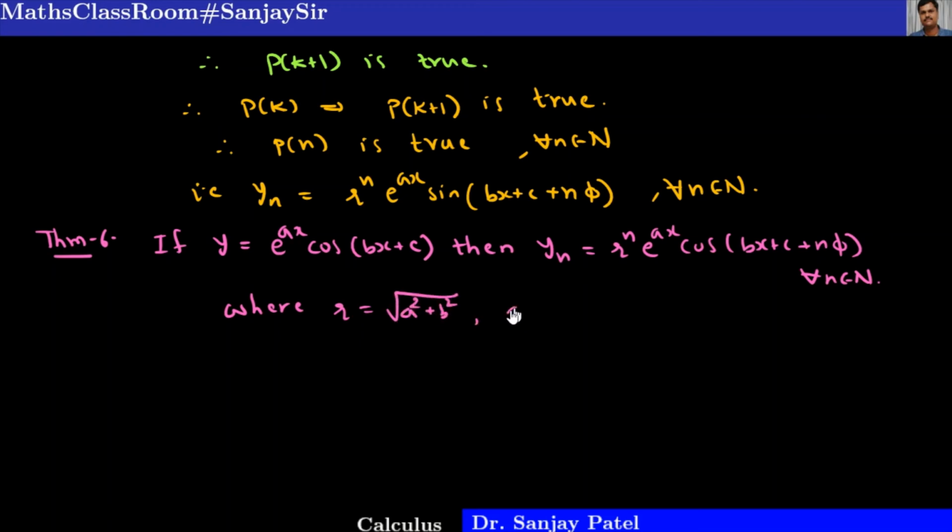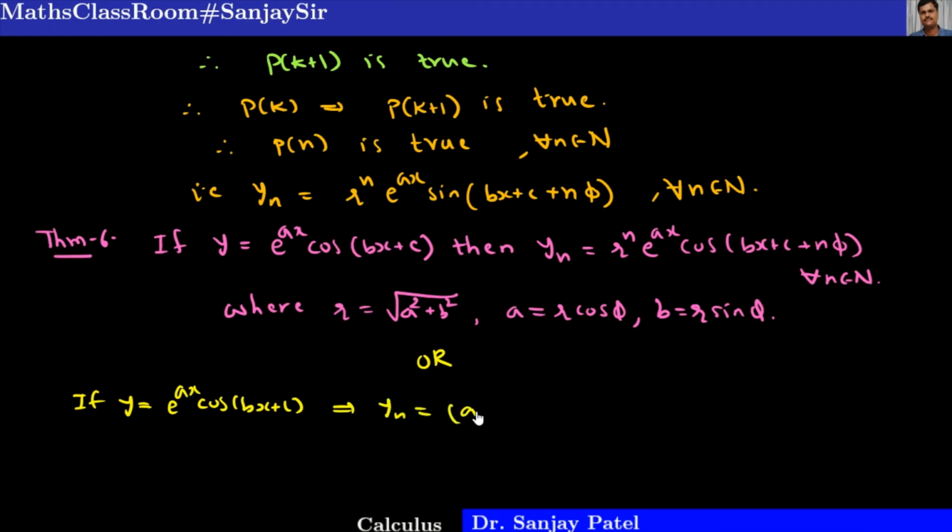So first we must find the r value, then we can find the value of phi from these two relations: a is equal to r cos phi and b is equal to r sin phi. And in the same way we can write this in a different form by putting the value of r here: if y is equal to e raised to ax into cos(bx plus c), then we can write y_n is equal to (a square plus b square) raised to n by 2, because I am putting the value of r as (a square plus b square) raised to 1 by 2, here into e raised to ax into cos(bx plus c plus n phi), where phi is given by tan inverse of b by a.